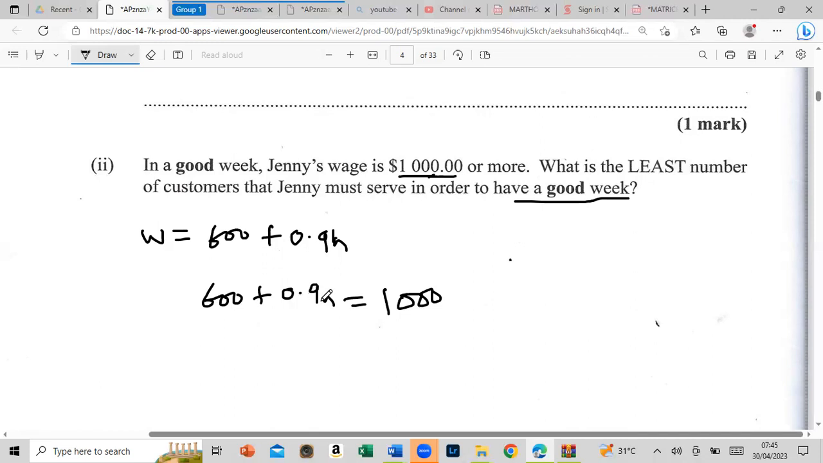Did you guys do that? Come on, guys, let's go. So we're going to subtract, because we're going to take the inverse of 600. So we're going to subtract 600 from that.